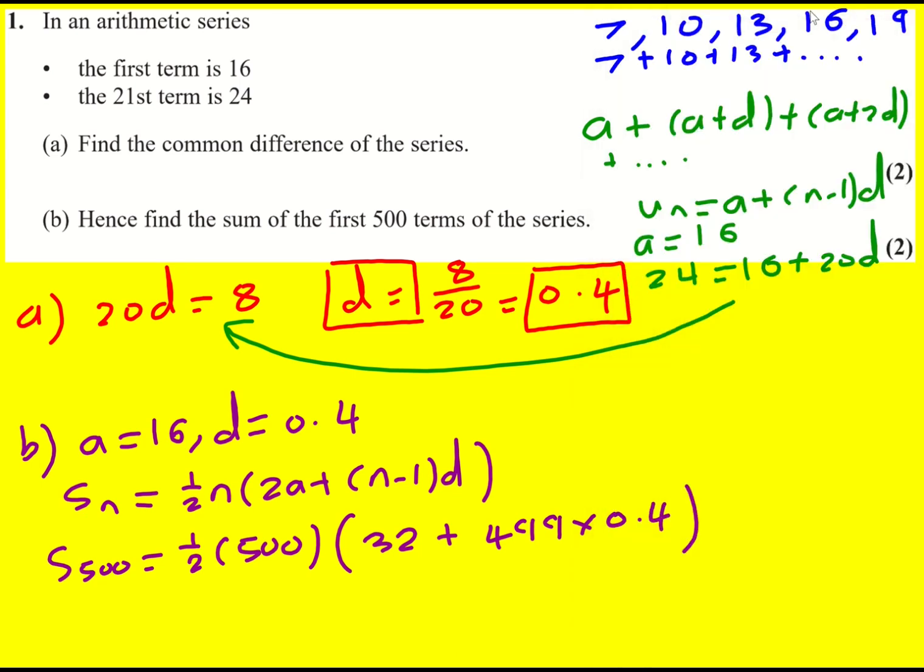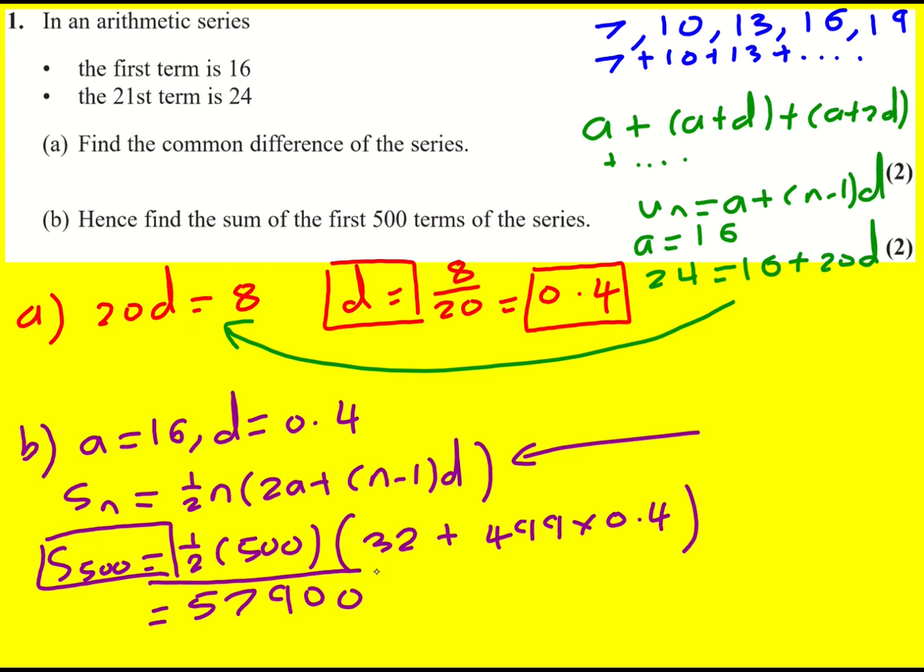We get 57,900. You have to learn to prove this formula as well. Do you know what? I think I'm going to talk about it, show you where it comes from, just as a little bonus. Do practice it, it comes up every now and then.